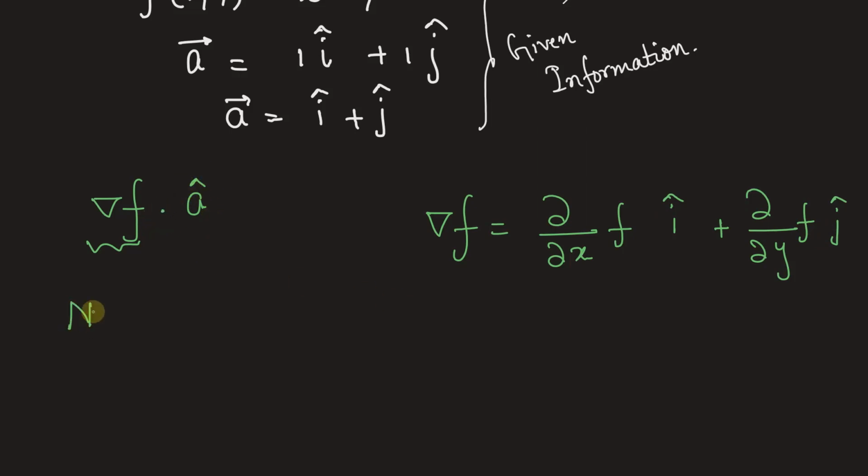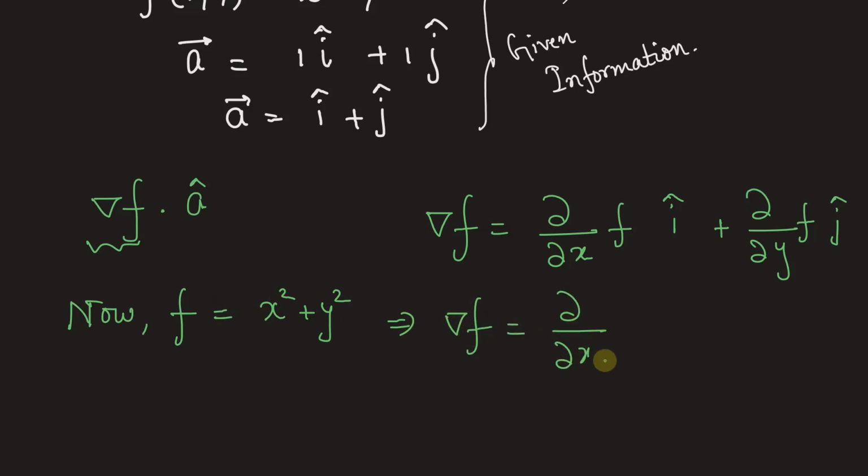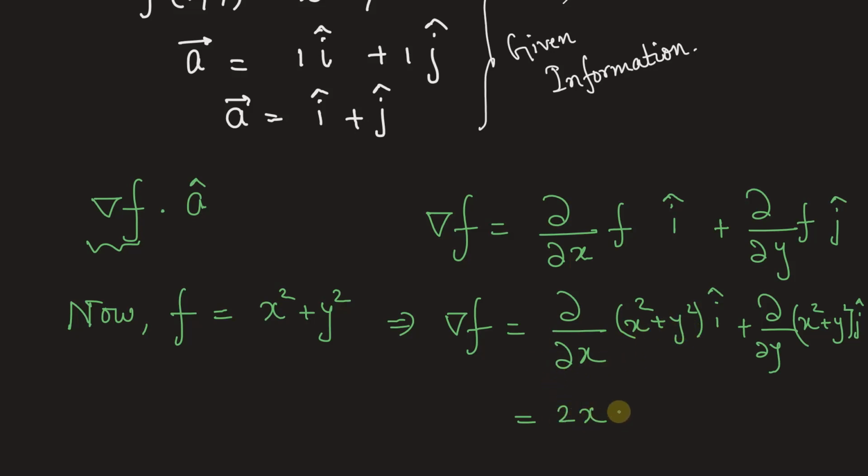Now the value of the function is also given in the problem. So f is equal to x square plus y square. If we calculate the gradient of this function f, we will have dou by dou x of (x square plus y square) i cap plus dou by dou y of (x square plus y square) j cap. Now this can further be written as, since we are differentiating with respect to x here, y will be constant, this will be 2x i cap, and here this derivative will become 2y j cap. This is the grad of f.